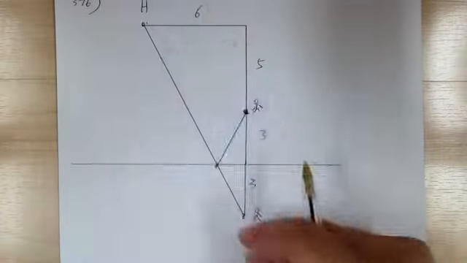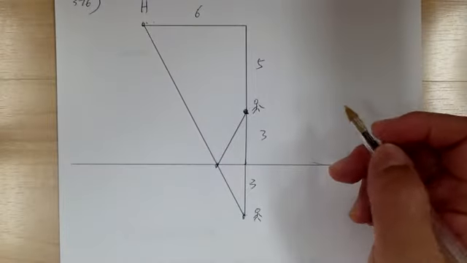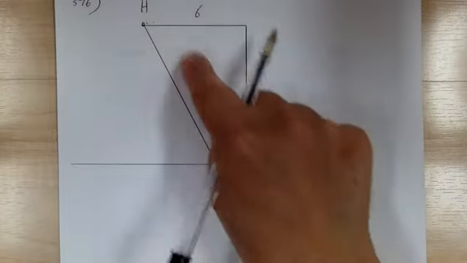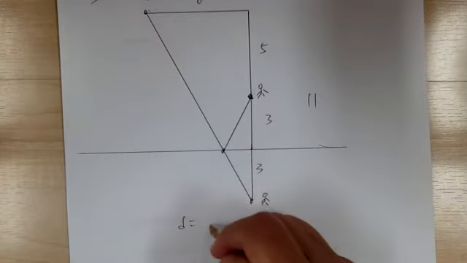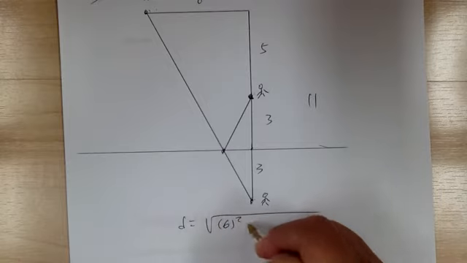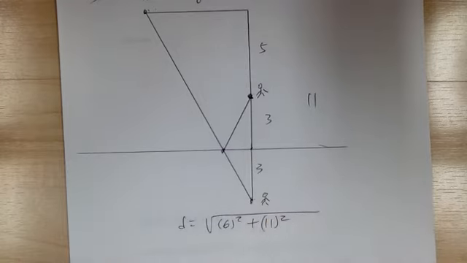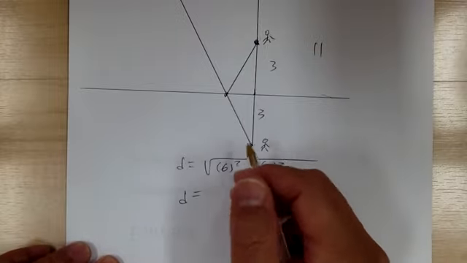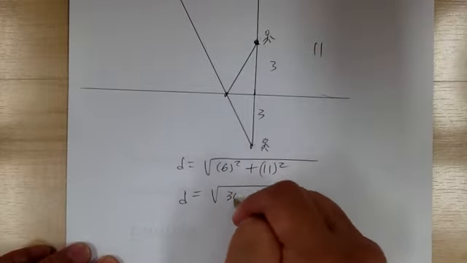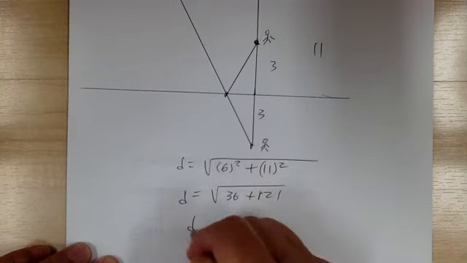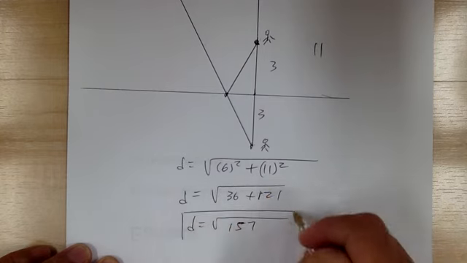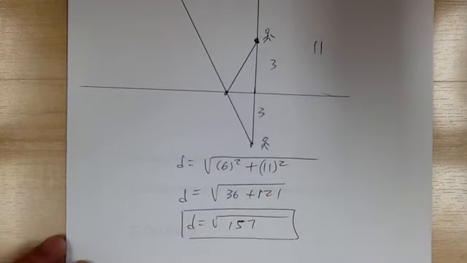Okay, so to find the distance, you just have to use the Pythagorean theorem. So this is 3, 3, 5, so this would be 11. So the distance will equal the square root of 6 squared plus 11 squared, so the square root of 36 plus 121, so equal to the square root of 157. Okay, let's go to the next one.